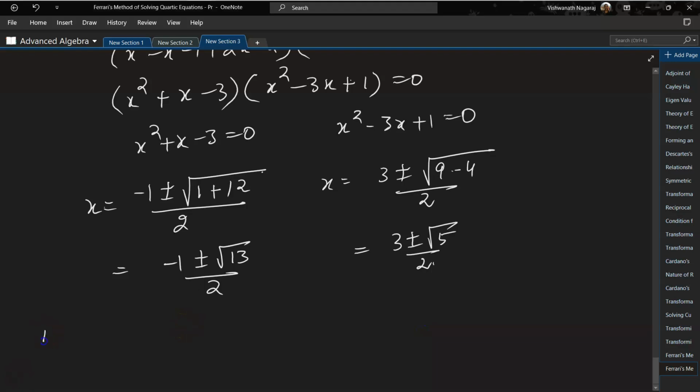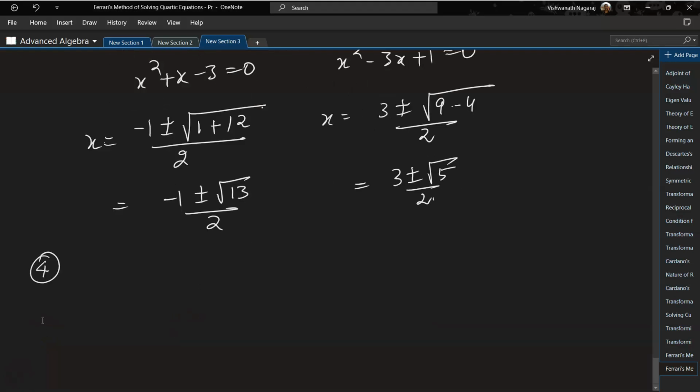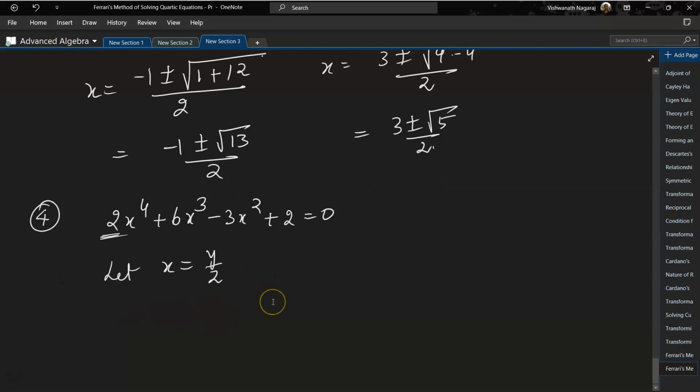Let's do the fourth problem. Okay. So now the problem is 2x4 plus 6x cube minus 3x square plus 2 equal to 0. Now what we want to do is get rid of this a naught. It should be 1. So let x equal to y by 2. Yes, basically we are multiplying the roots by 2.